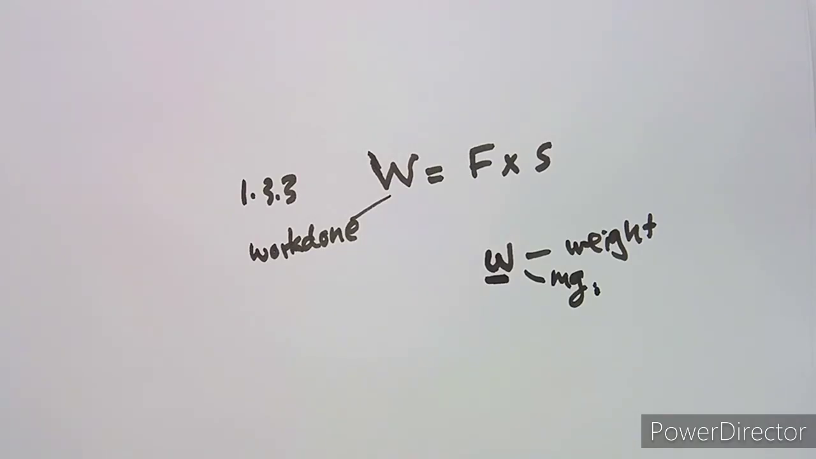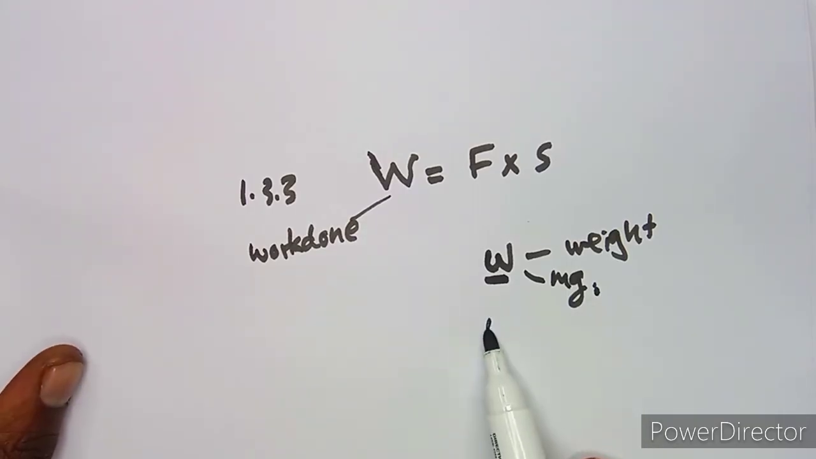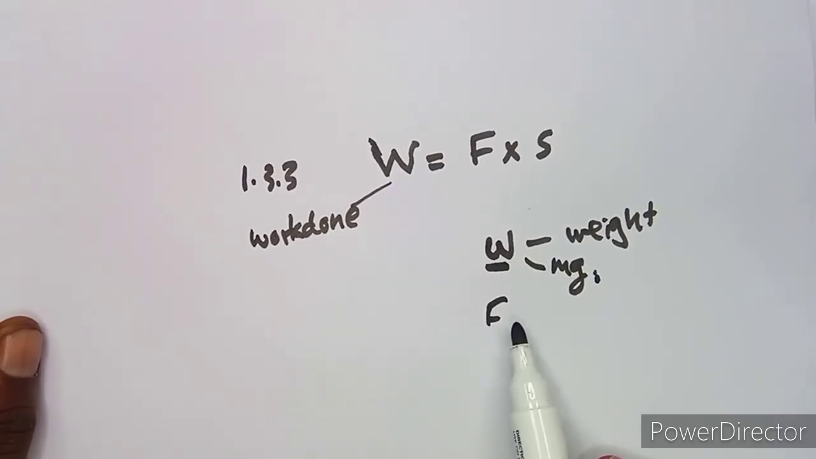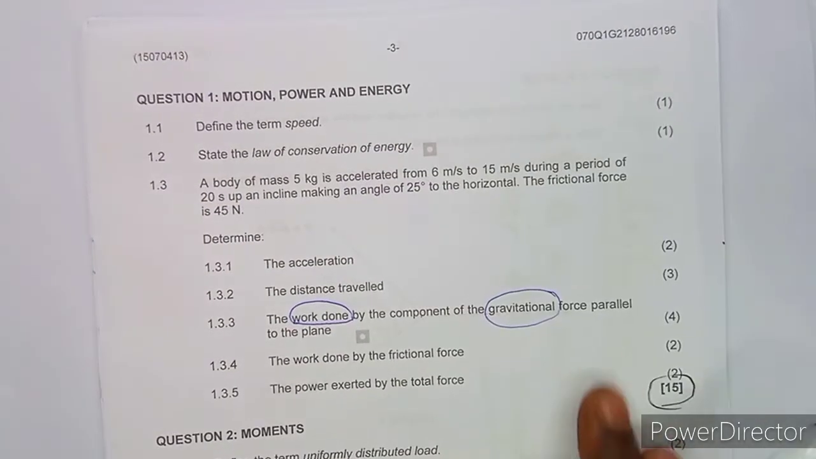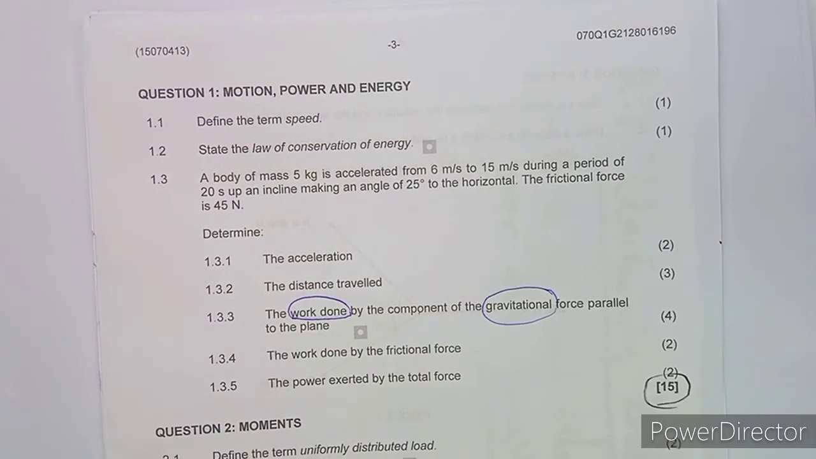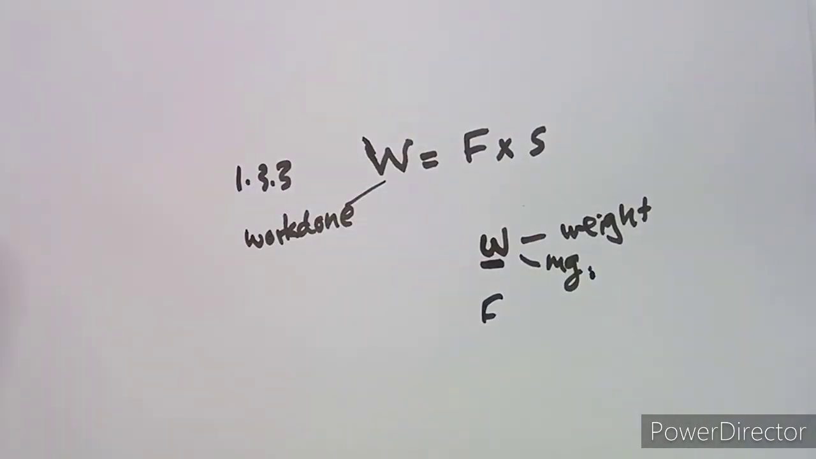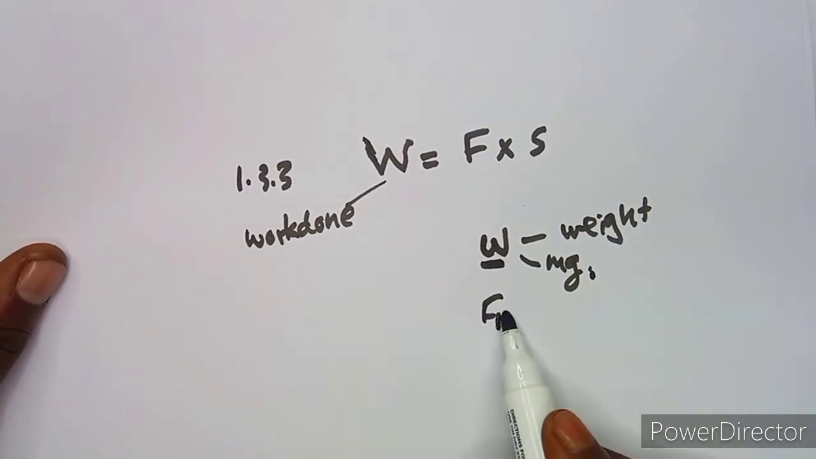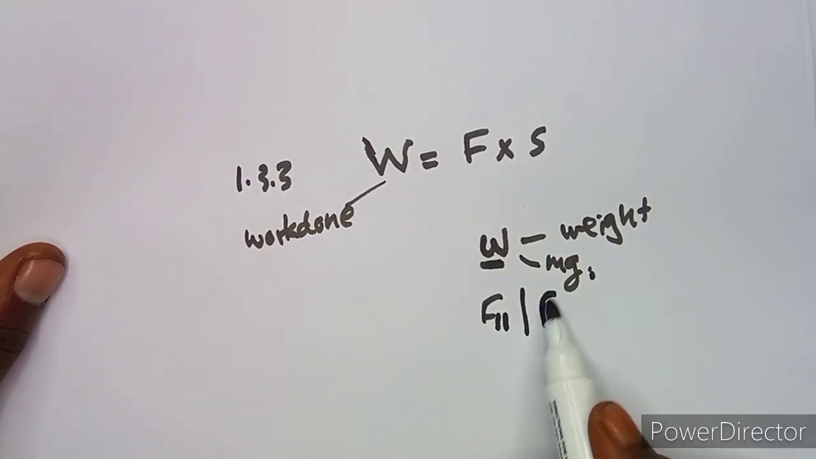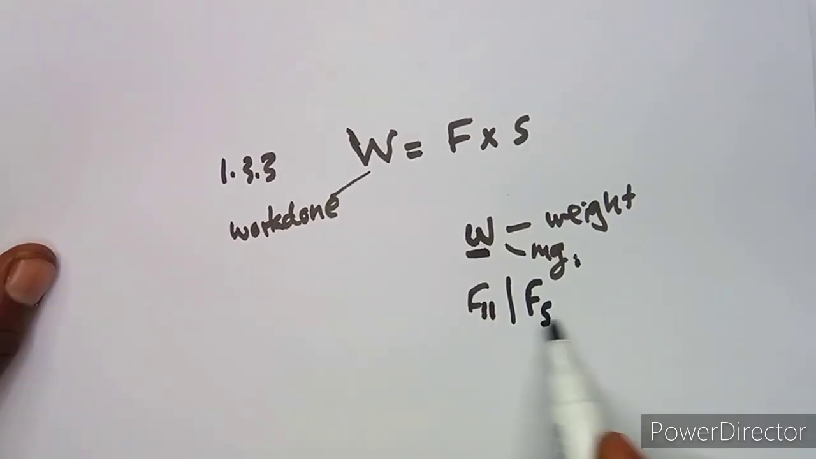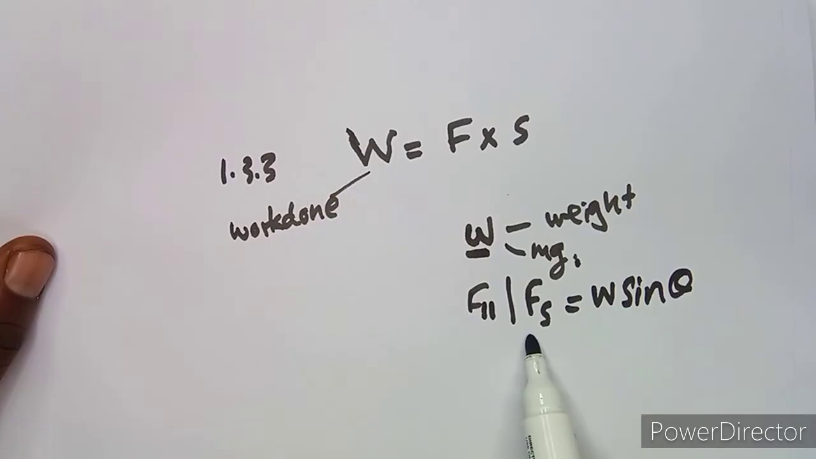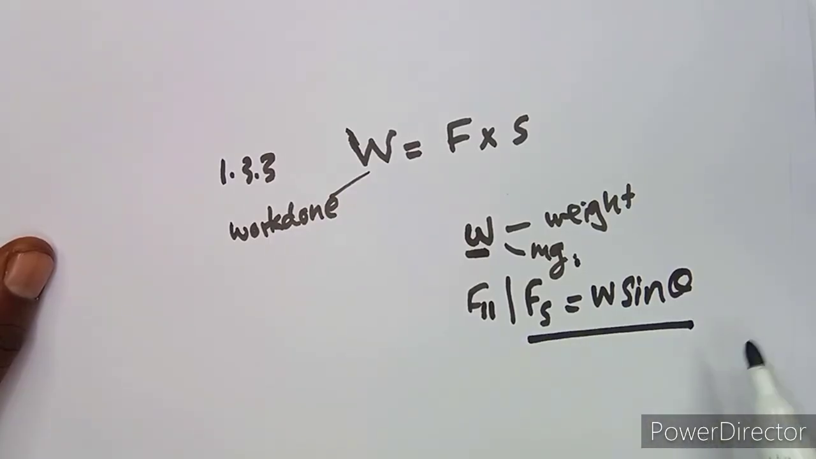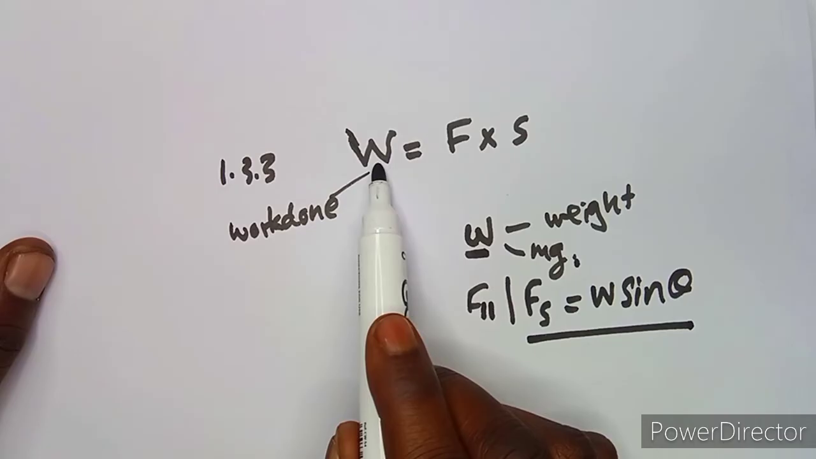That's our weight, but we are talking about a condition where we need a component of force which is parallel. So from our w, we know that our force which is parallel in this case, take note, it's parallel to the plane, we know that F parallel, which is written as Fs, is equivalent to w sine theta. So this is the force that we are going to have for the work done.